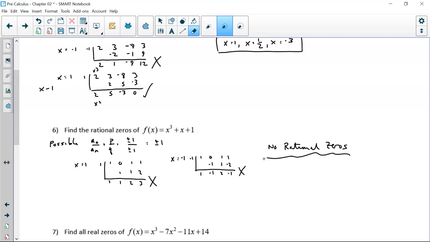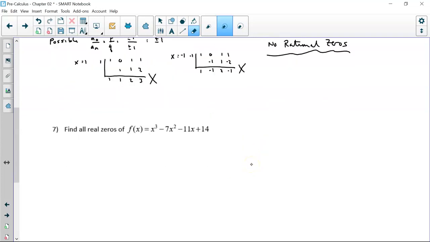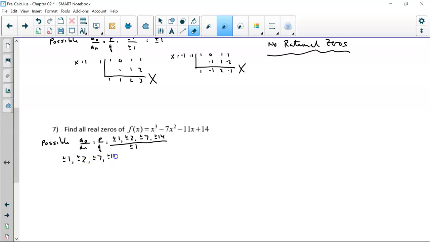Number 7. We're going to find the real zeros. So for this, the possible A sub 0 over A sub n, that P over Q. The factors of the constant, plus or minus 1, plus or minus 2, plus or minus 7, plus or minus 14, over the leading coefficient of 1 plus or minus 1. So our possibles are plus or minus 1, plus or minus 2, plus or minus 7, plus or minus 14. We have 8 possibilities that may work.